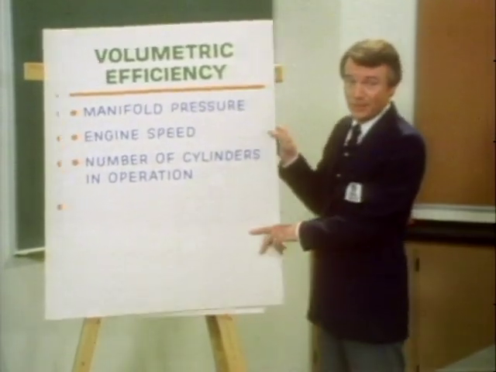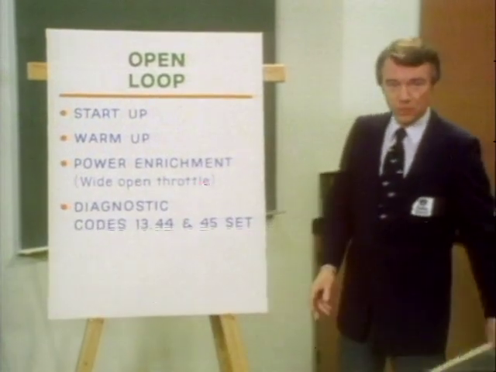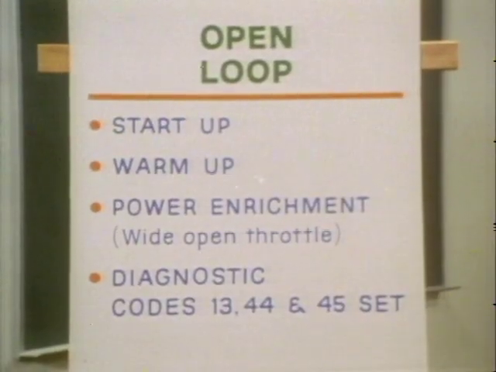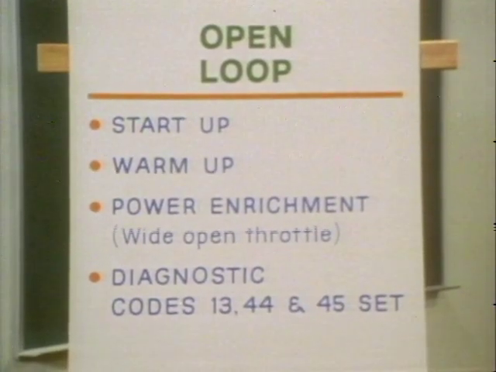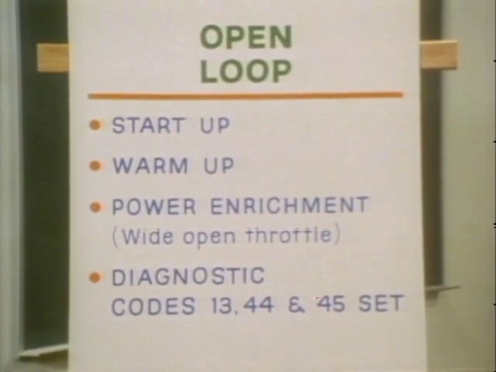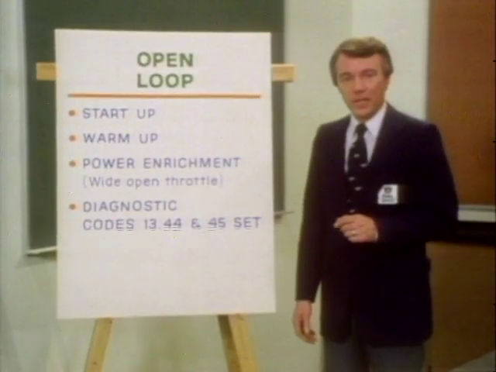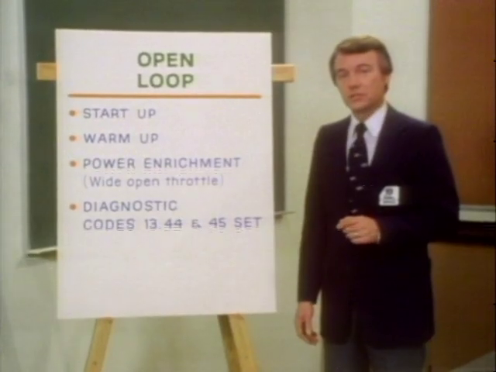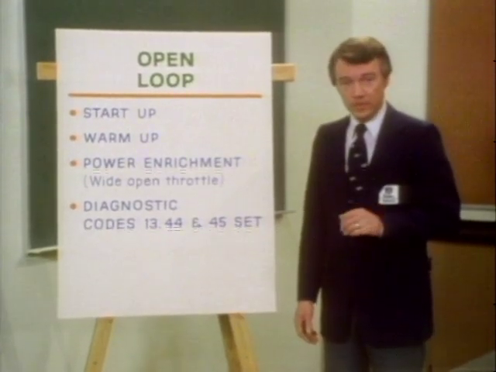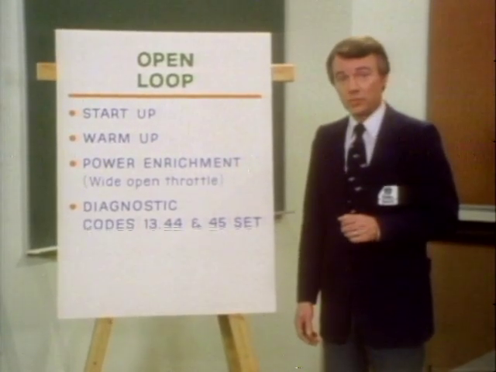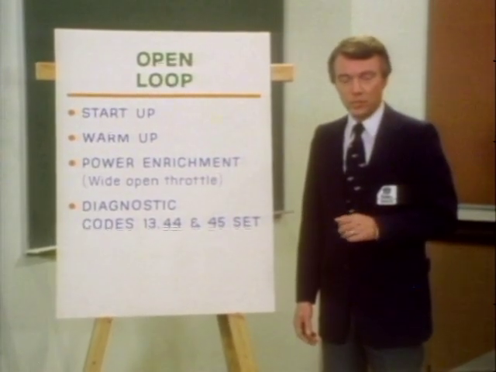That is true, but the system operates in what is referred to as open loop during periods of rich engine operation, such as startup, warm-up, power enrichment, wide open throttle, and when diagnostic codes 13, 44, and 45 are set. While in open loop operation, the ECM determines pulse width from the input of the various DFI engine sensors, but ignores the feedback from the oxygen sensor, since its input during rich engine operation would incorrectly adjust the air-fuel mixture.